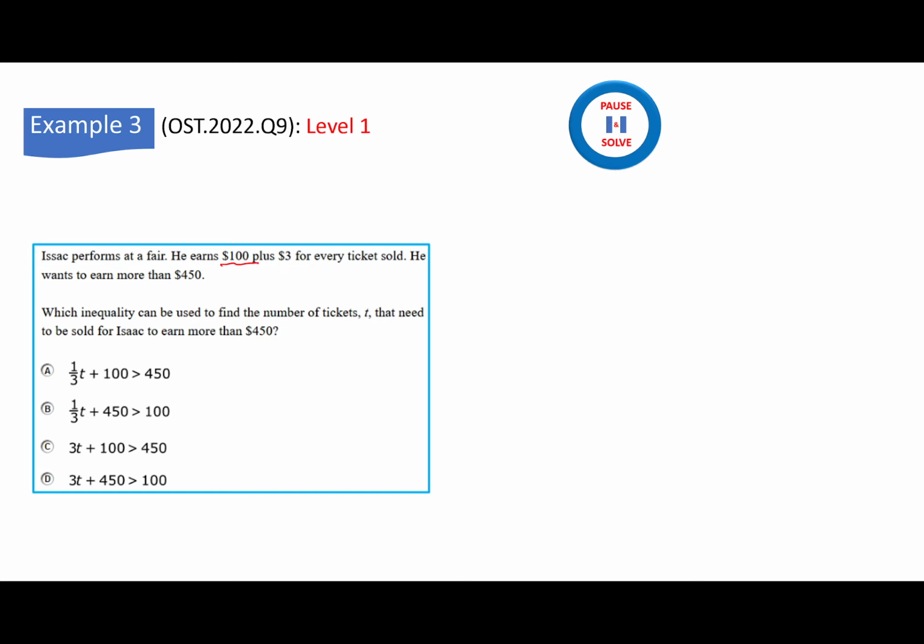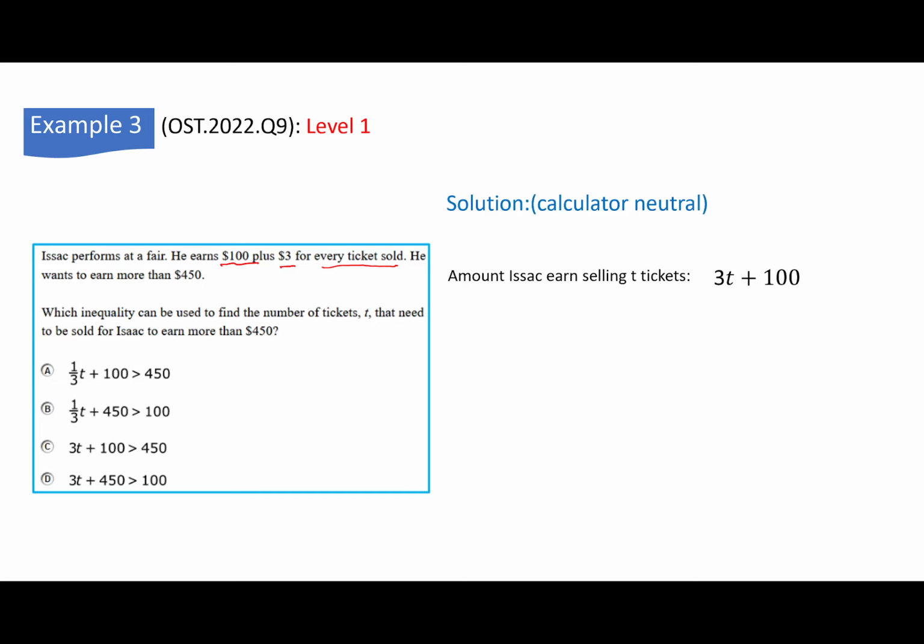This is the fix. He would get $100 no matter what, plus $3 every ticket he sells. So if he sells 1 ticket, he gets $3 extra. If he sells 2 tickets, that's $6. So 3T plus 100. Okay, this is the fix, 100, and this is 3 times the number of tickets he sells. Now, what is the question? We need this to be more than 450. So I get 3T plus 100 more than 450. It's right here.